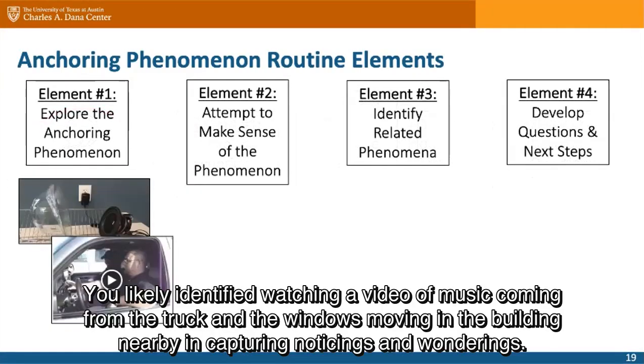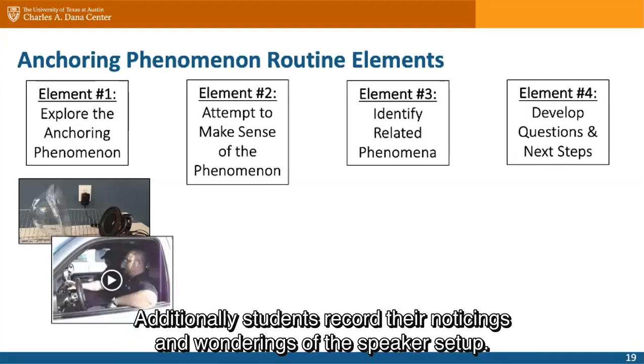You likely identified watching a video of the music coming from the truck and the windows moving in the building nearby, and capturing noticings and wonderings. Additionally, students record their noticings and wonderings of the speaker setup.